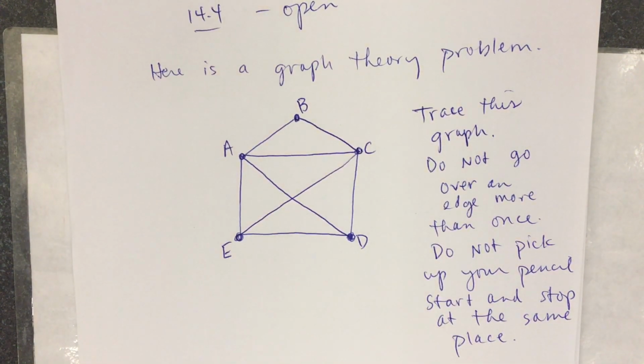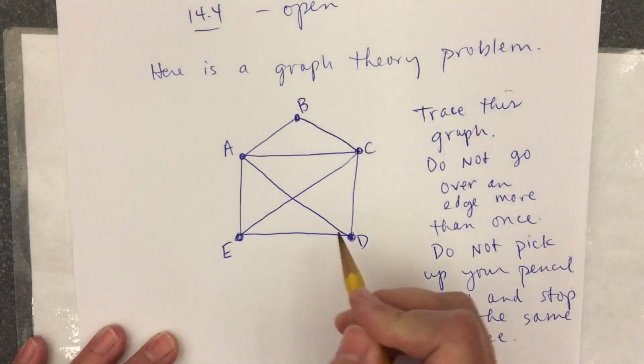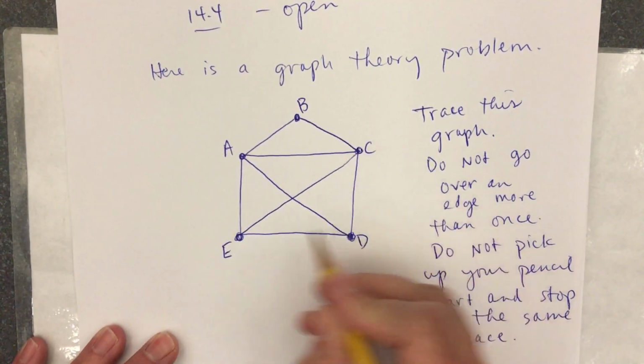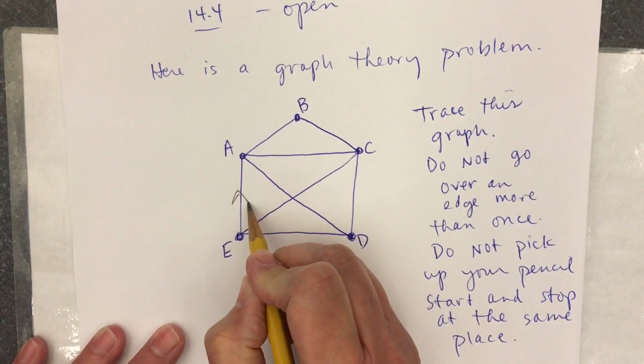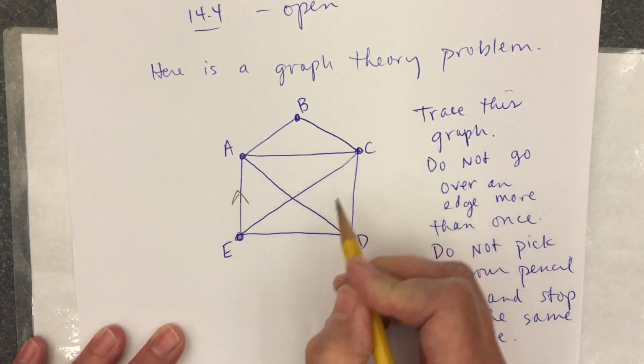All right, who has an answer? Nobody? Usually somebody, yes. So you're going to start at D, go up to A. Start at D, go up to A. E, thank you. Go up to A. Yeah, and then from A, go to D.